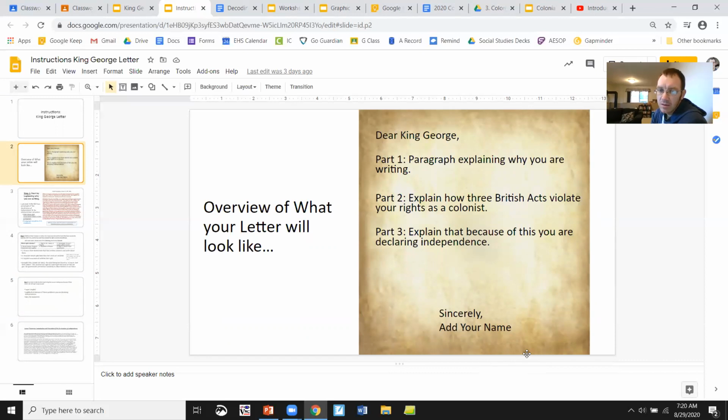So again, Dear King George is already there. First paragraph, explain the reasons why you're writing. Second part, choose 3 British acts and how they violate your rights. And third part, simply declare that because of these things you are breaking away. Put sincerely, add your name. That's what we have.